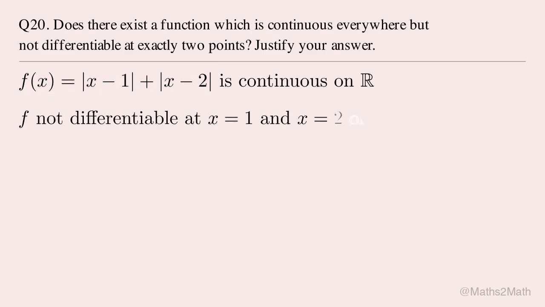At 1 and at 2, the graph has corners. The one-sided derivatives differ by 2 at each, exactly as for a single modulus. Everywhere else, f is locally a straight line.